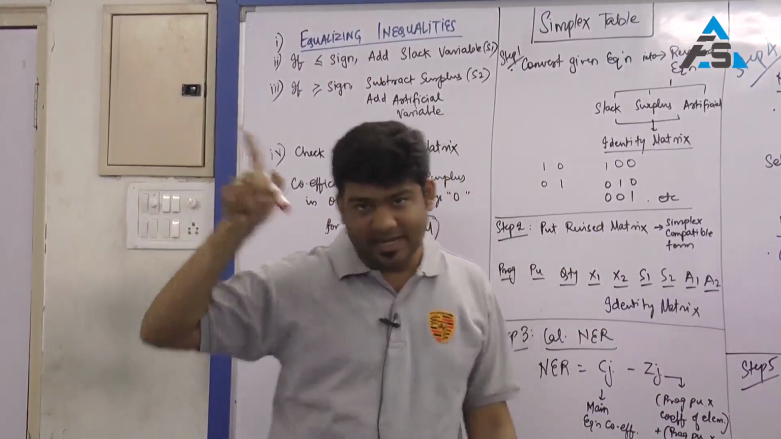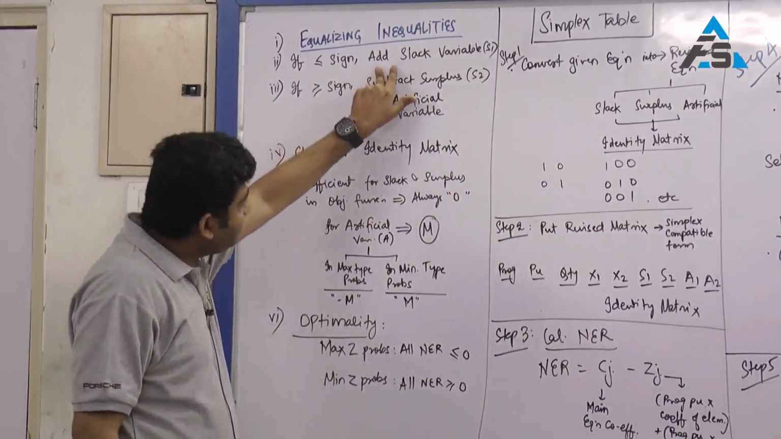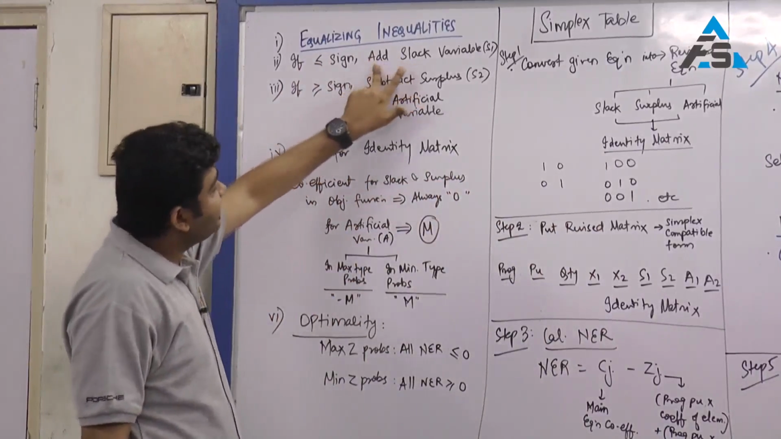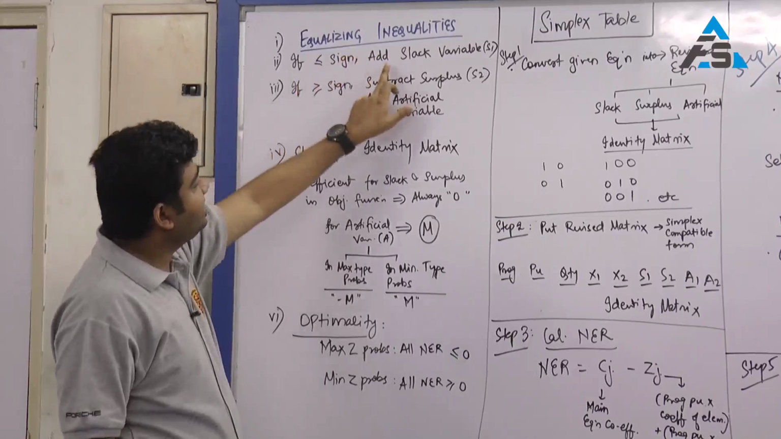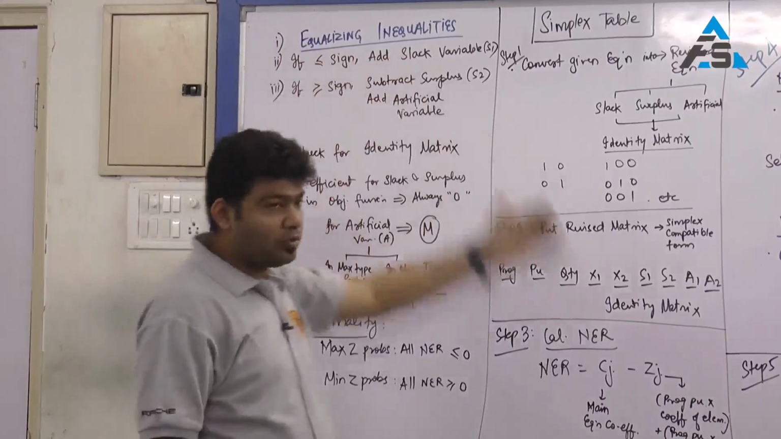तो अगर वो less than 8 है तो उसको equal to कैसे बनाएंगे? So suppose there is 6 less than 8. So 6 less than 8, how do you equalize that? By adding 2.